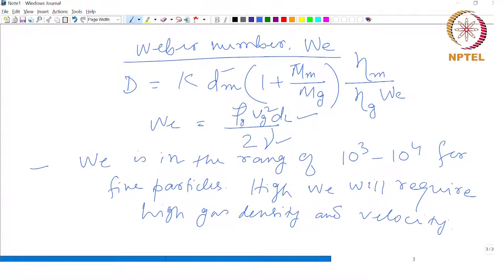In fact, to generate high Weber number for producing finer and finer particles, the normal nozzles which are used cannot be enough, and this technology called rocket nozzle technology may have to be used to generate high velocity and therefore high Weber number. Right. So, the Weber number also puts a limitation on the process. The process efficiency decreases with increasing flow rate and pressure.